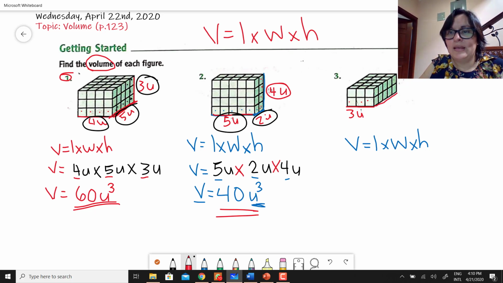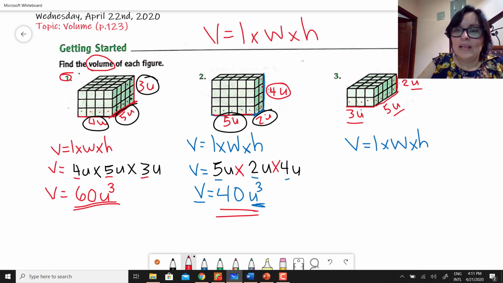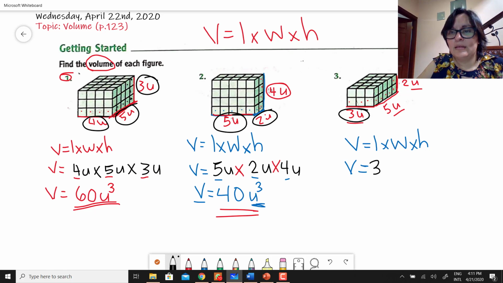From here to here, how many? 1, 2, 3, 4, 5. So we write 5 units. And from here to here, how many do we have? 1 and 2. 2 units. So we have length, width, and height. Okay? So let's substitute. Volume equals, who is length? 3 units times, who is width? 5 units times, who is height?